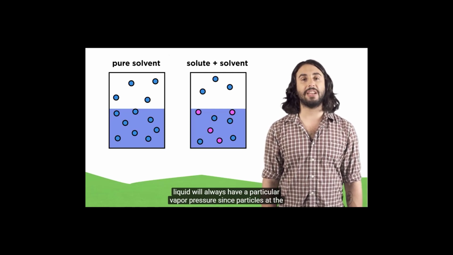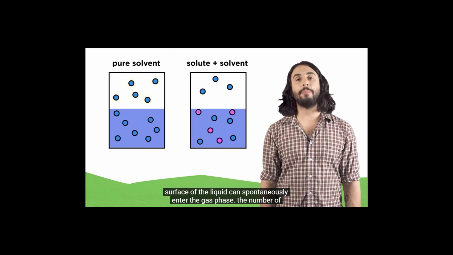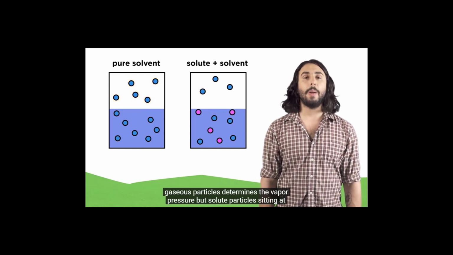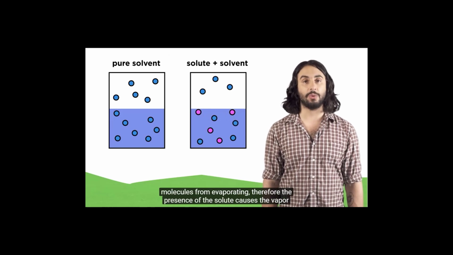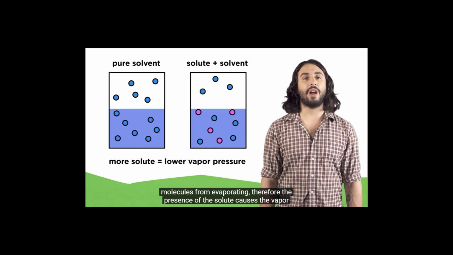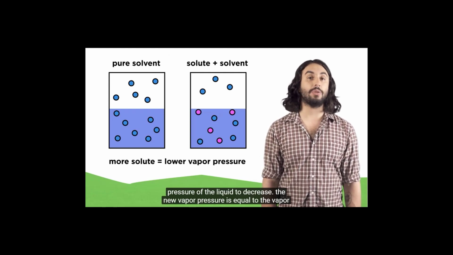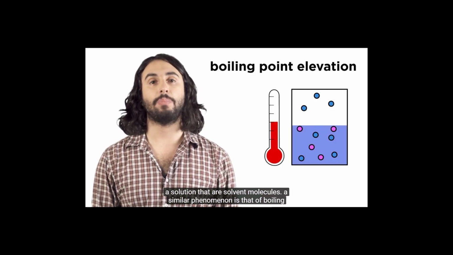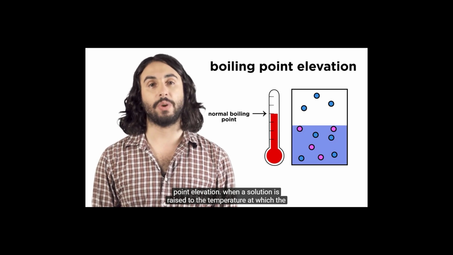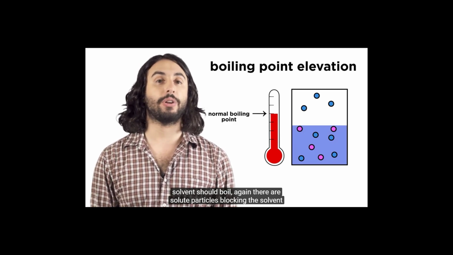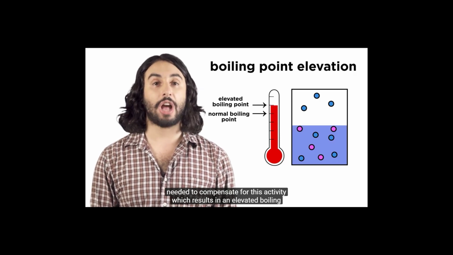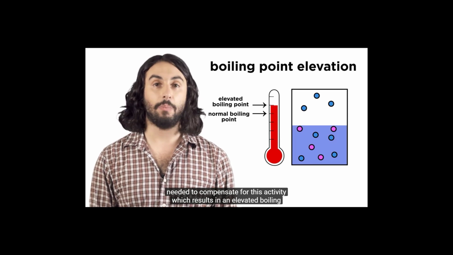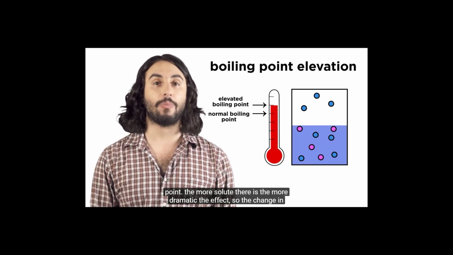A liquid will always have a particular vapor pressure since particles at the surface of the liquid can spontaneously enter the gas phase. The number of gaseous particles determines the vapor pressure. But solute particles sitting at the interface occupy some of the surface area, which hinders some solvent molecules from evaporating. Therefore, the presence of the solute causes the vapor pressure of the liquid to decrease. A similar phenomenon is boiling point elevation. When a solution is raised to the temperature at which the solvent should boil, again, there are solute particles blocking the solvent molecules from going into the gas phase. This means more heat energy will be needed to compensate, which results in an elevated boiling point. The more solute there is, the more dramatic the effect.